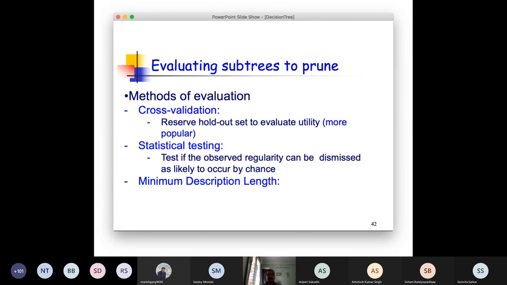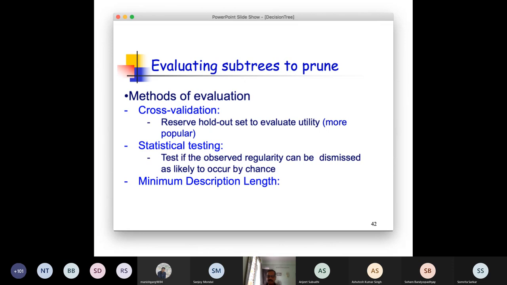Now there are also techniques for statistical testing. I'm not detailing them out, but the idea here is that you are trying to see whether the decision making process that you have obtained, the tree, occurred by chance, randomly, or whether there is an order.